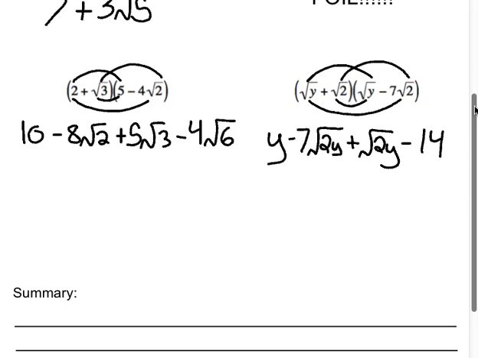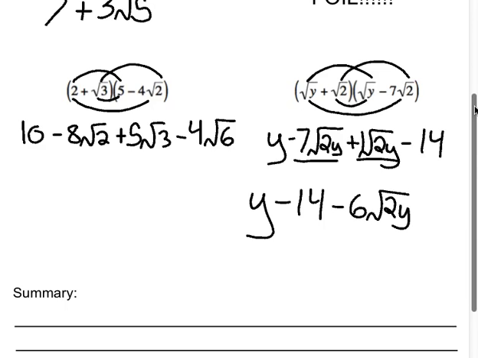All right, and finally, the y and the 14 can't combine. But notice these, negative 7 square roots of 2 and positive 1 square root of 2, that actually can combine. Negative 7 plus 1 is negative 6 square roots of 2y. I could combine those together because I had the same thing inside those roots.